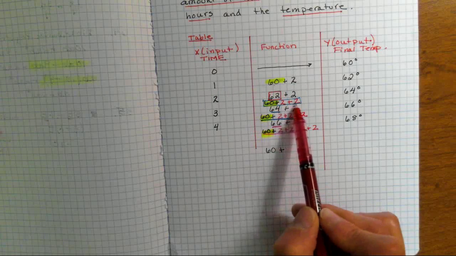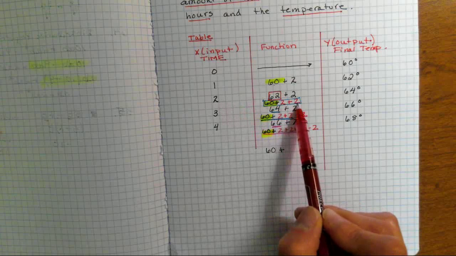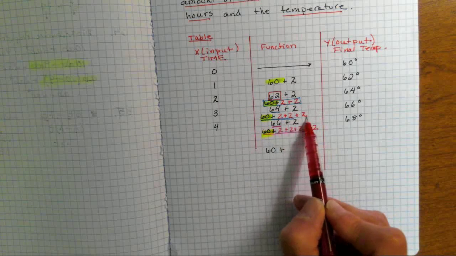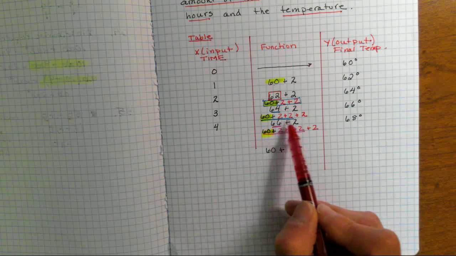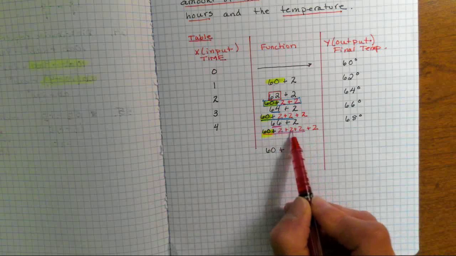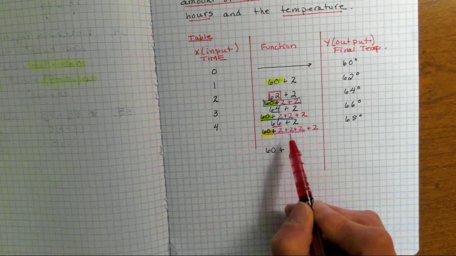Here I'm adding 2 twice. Isn't that the same as 2 times 2? Here I'm adding 2 3 times. Isn't that the same as 3 times 2? And here I'm adding 2 4 times. So isn't that the same as 4 times 2?